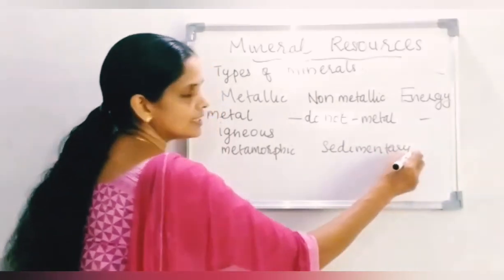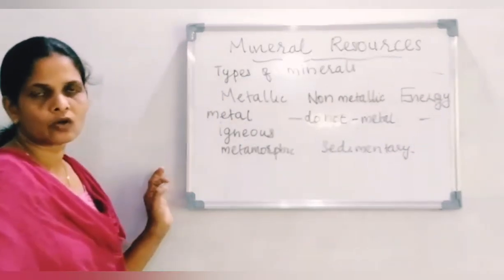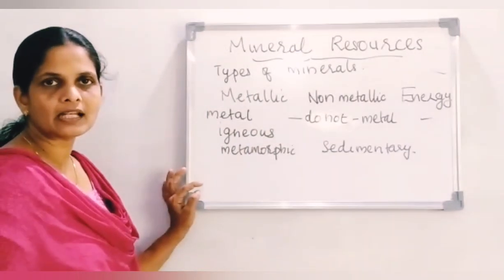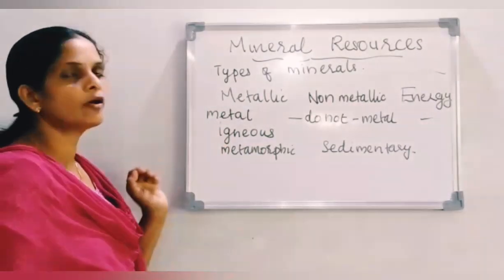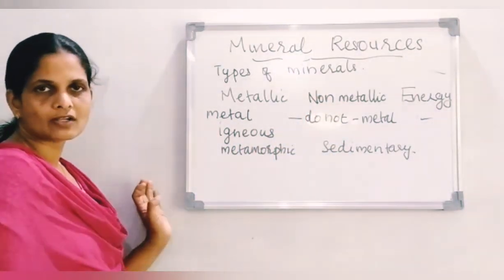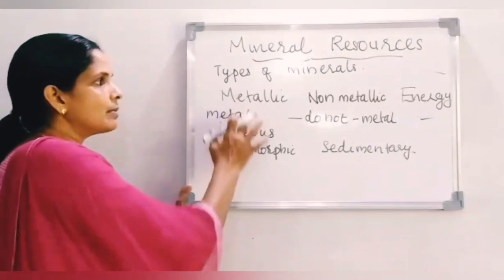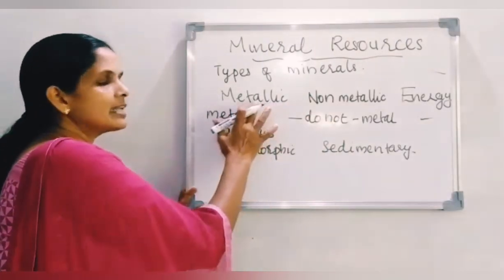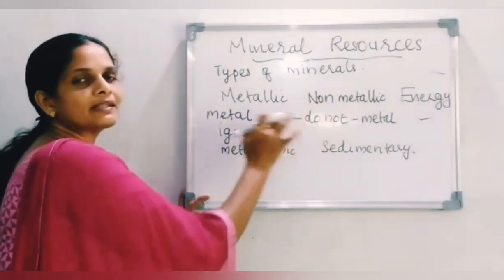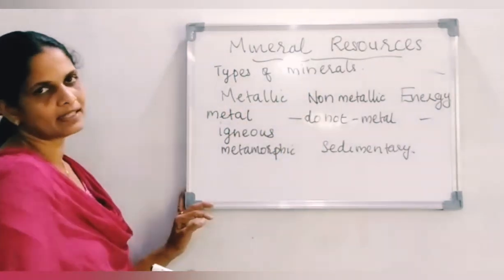Don't forget this point. Where are metallic minerals mainly found? Metallic minerals are mainly found in igneous and metamorphic rocks. Non-metallic minerals are mainly found in sedimentary rocks. Is it okay? Metallic minerals contain metal. Non-metallic minerals do not contain metal.